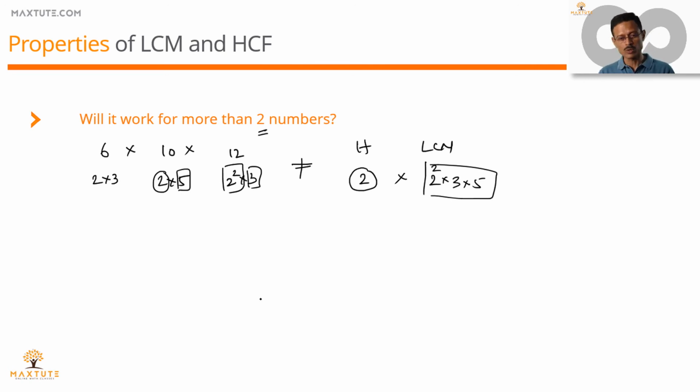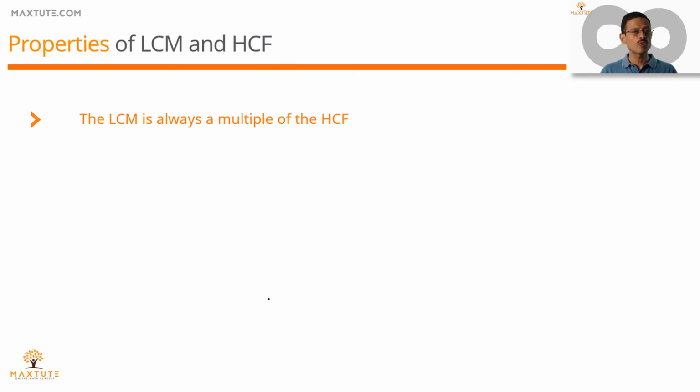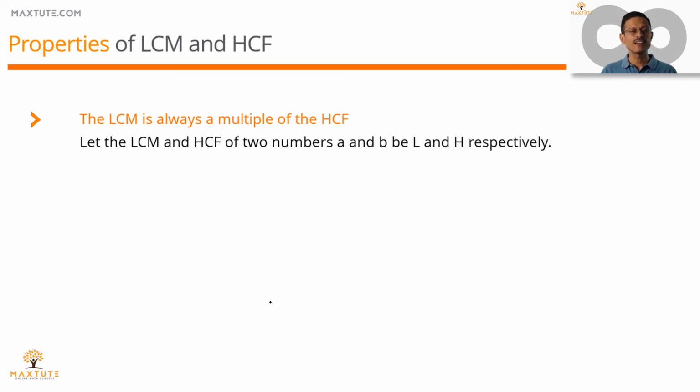The second property that I want to walk you through is that the LCM is always a multiple of the HCF, or the HCF is always a factor of the LCM. Why is it so? Start with this. Let's take the numbers to be A and B and the LCM and HCF to be L and H. H is a factor of A and B because if H is the HCF of A and B, it's a common factor to both these numbers, which means it should be a factor of both the numbers. So I can say A is divisible by H and B is also divisible by H.